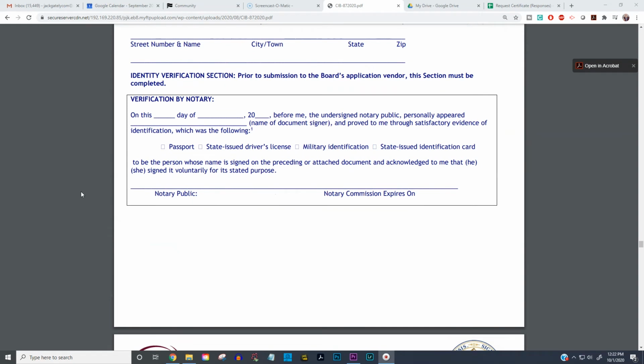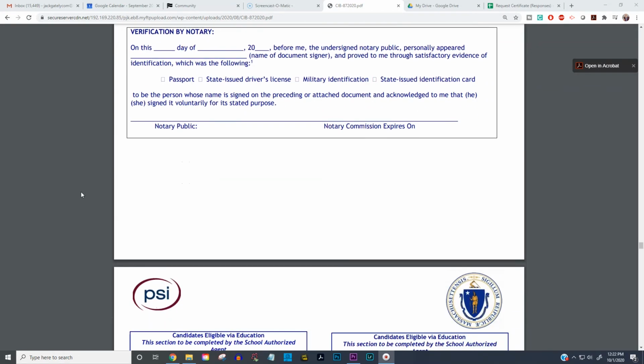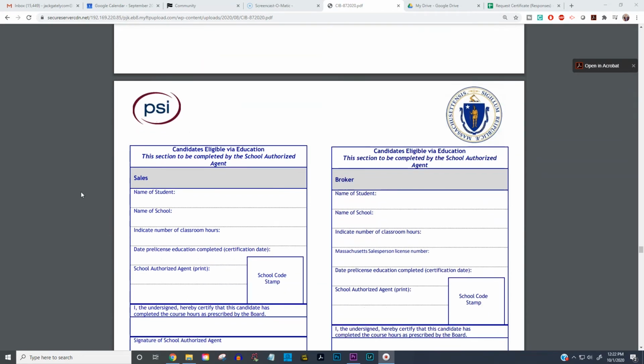Leave that blank. Jack, where do I find a notary? You could start at your local bank. Also, an insurance agency is a good place to go. Even a real estate agency. Or try Google Maps. Just Google it.